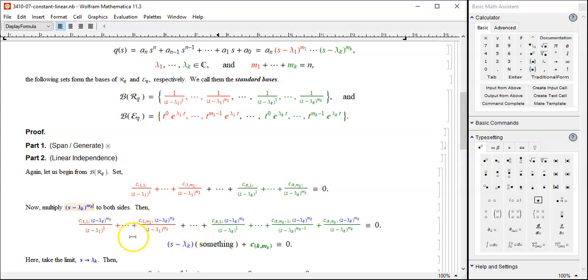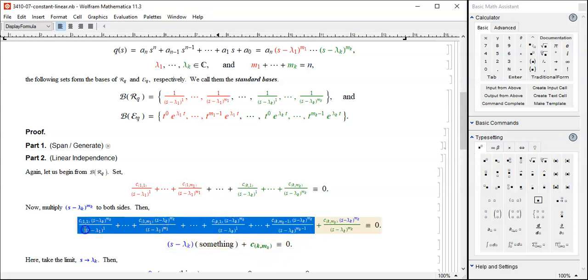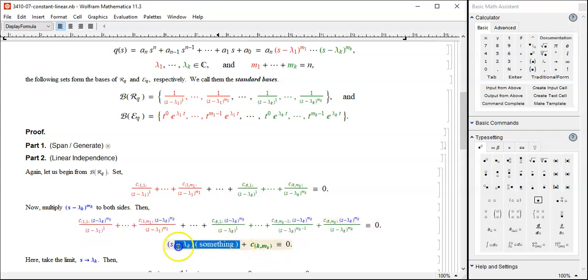So (s minus lambda k) to at least 1 power is common to everything, so factor it out and you have something left. Okay, so this part becomes that, and all the other parts here ended up with this.